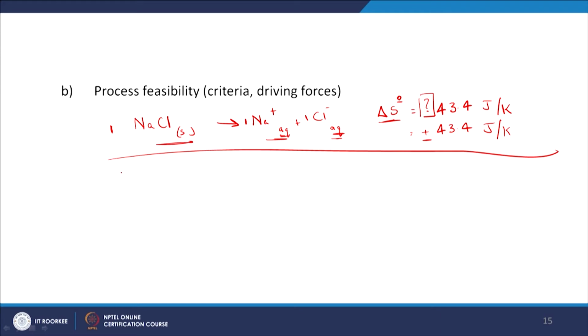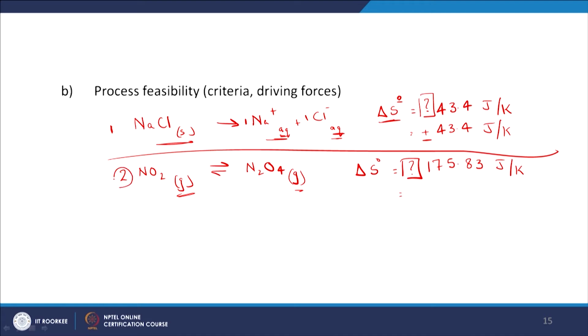So another example that I have is 2NO2 in the gaseous phase, and this it seems can be at equilibrium with N2O4 in the gaseous phase. Now if I look at the change in entropy of this system, the magnitude looks like 175.83 joules per Kelvin, right? And someone asks you to think of what the sign is going to be. Here both are in the gaseous phase, so we can't really draw many conclusions from there. But if I look at the number of moles, initially I have 2 and now I have 1 mole here.